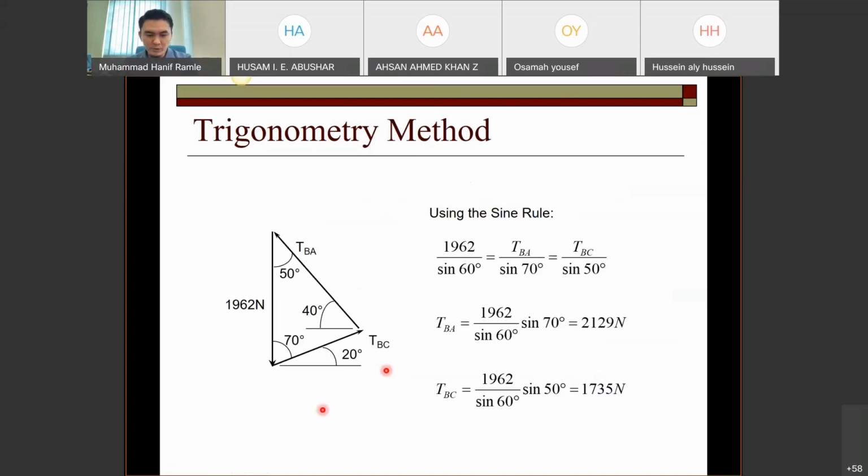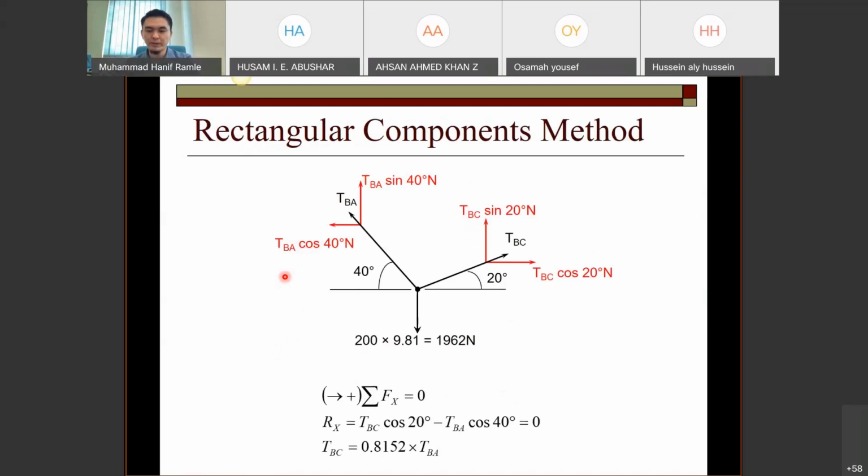Okay, so if you are using trigonometry, you have to put the FBD into a triangle shape like this. You have to put the angle 20 here, 70 here, the initial angle of TBA 40. All right, you will get the angle of 50 using mathematics. I will not go further on this method. I believe that you are already familiar with the mathematics solution. So I will go to the rectangular component.